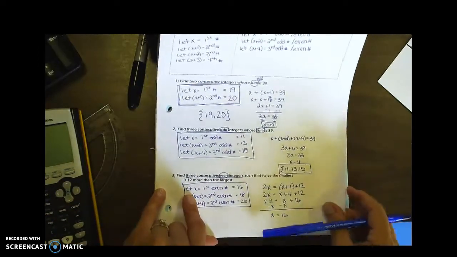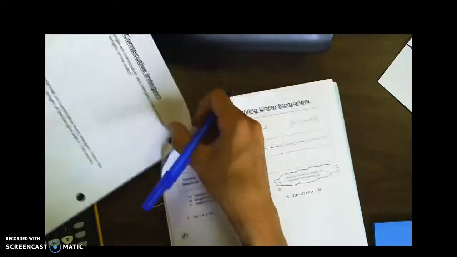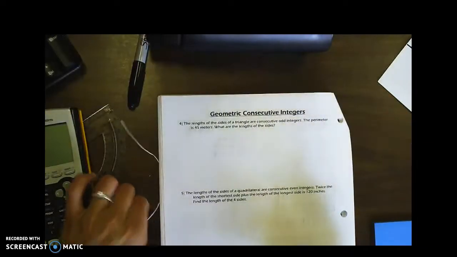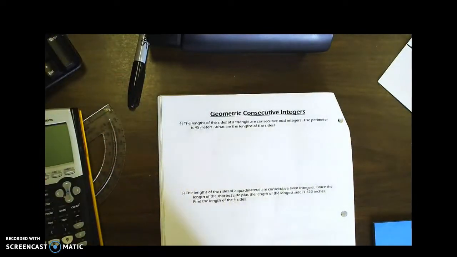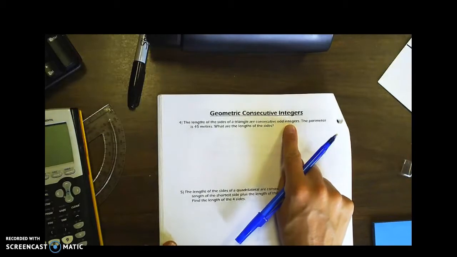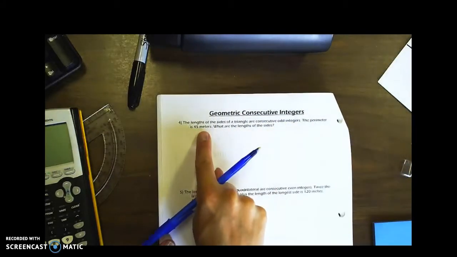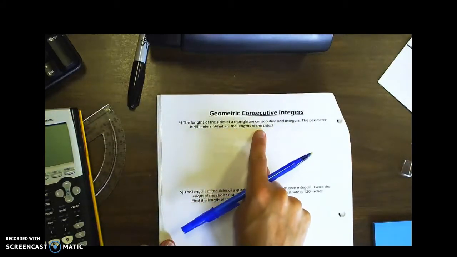Okay, let's flip it over. We're going to try 2 more questions. Okay, so number 4. The lengths of the sides of a triangle are consecutive odd integers. The perimeter is 45 meters. What are the lengths of the sides?